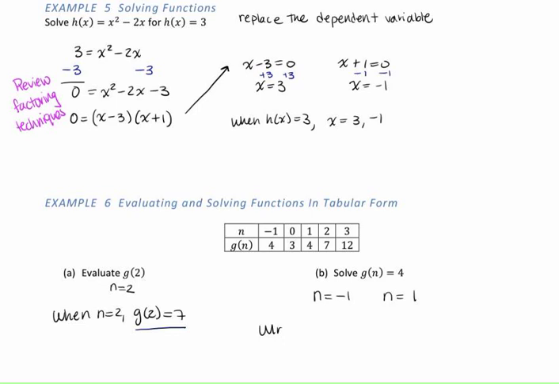So I now know that when n equals negative 1, g of negative 1 equals 4, and when n equals positive 1, g of 1 equals positive 4. And that was simply by looking at the dependent variables and finding the corresponding independent variable, or input value, of negative 1 and positive 1. Now let's go ahead and take a look at the last page of the notes for section 1.1.